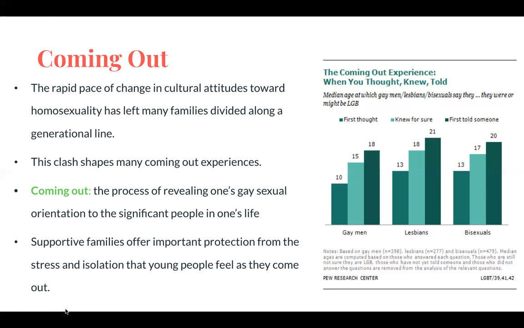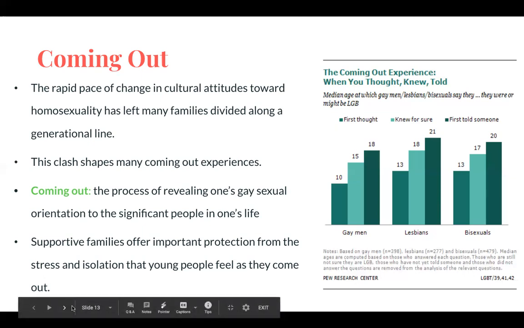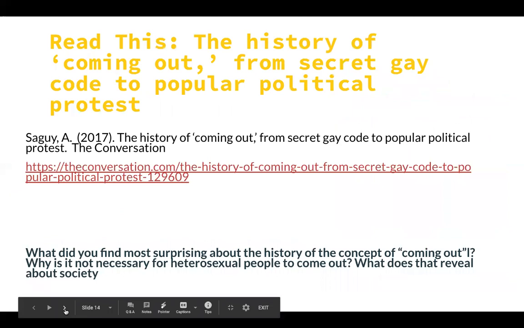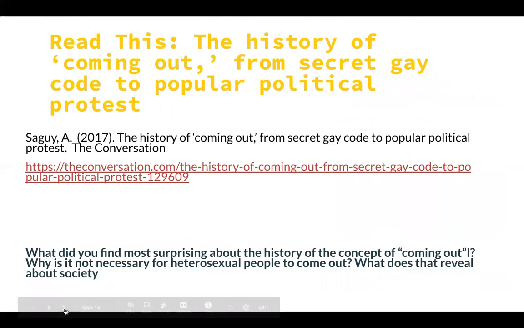That even though people knew as early as 15 or 17, and suspected as early as 10 and 13, no one was necessarily sharing it with people that early, probably because of the risk of being isolated, the risk of being cut off, the risk of being stigmatized, and experiencing that homophobia. So the first article that I'm asking you to read really is just about that coming out experience.